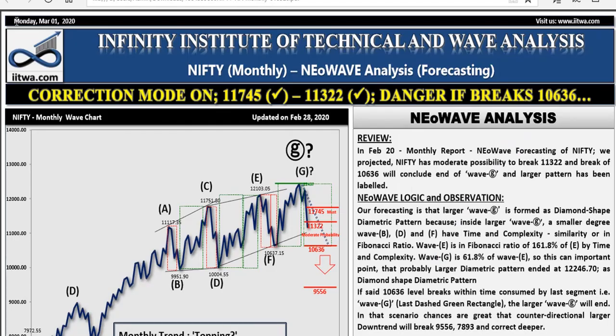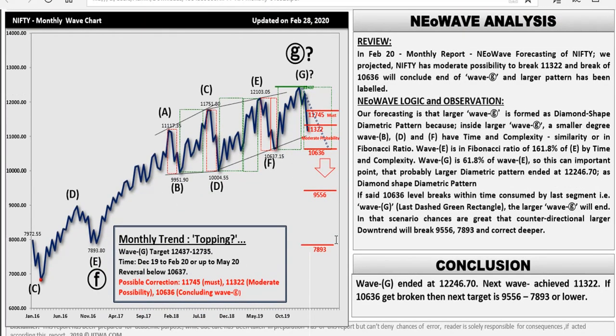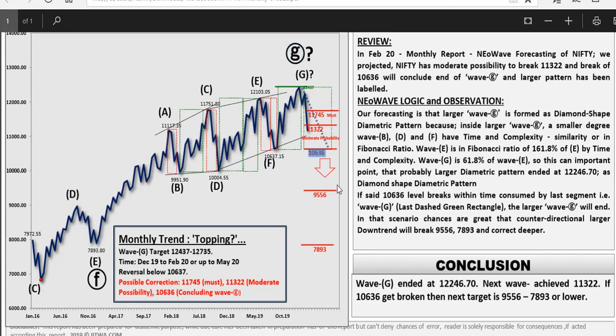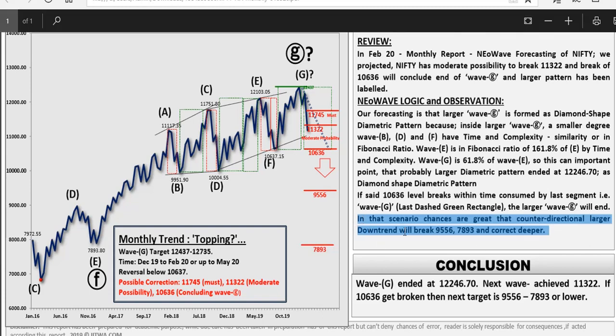This report we released on Monday, March 1st, 2020. In this report, we clearly said that there is a danger if it breaks 10,636. So this report was all about this wave G top, and for that we said that once 10,636 breaks, the target will be 7,893, and this target is a minimum target. Here we clearly mentioned that the downtrend will break 9,556 and then it will break 7,893 and may correct deeper.